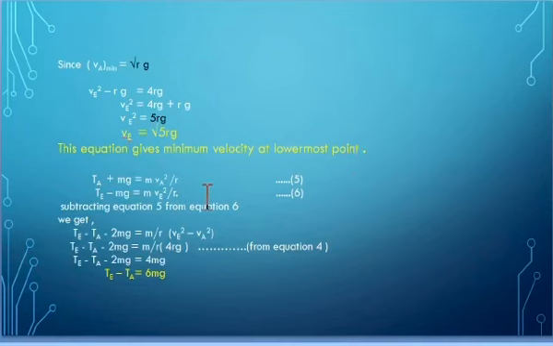Now, to find the difference in tension between the two positions, let us consider the two equations which we have written in previous slides. Label them as equations 5 and 6. Now subtract equation 5 from equation 6, that is TE minus TA minus mg. I get minus 2mg equal to m upon r, which I have taken common, into the bracket VE square minus VA square. Simplifying again, we get the difference TE minus TA, which is equal to 6mg.